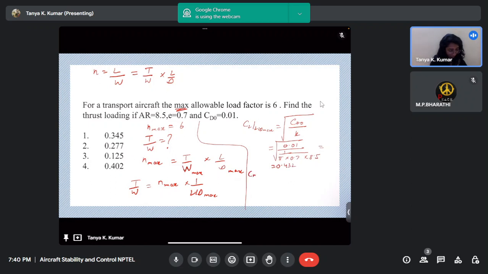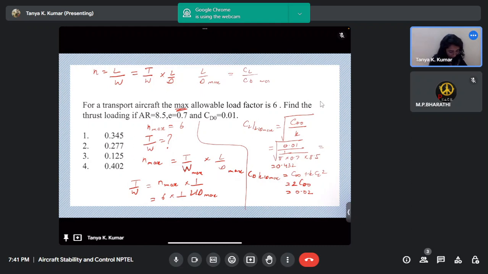What about CD at L by D max? You just have to put in the drag polar equation, that is CD naught plus K CL square, or in the case of L by D max it is 2 CD naught. Calculate this value, which is 0.02. So now plug it in here. N max is 6 into 1 by L by D max. So L by D max is nothing but CL by CD max, right? Let's put it in there.